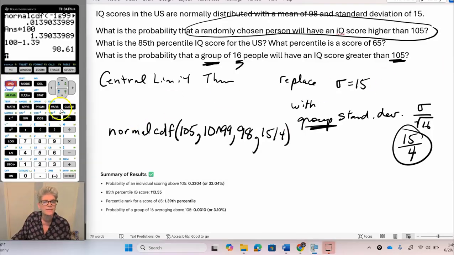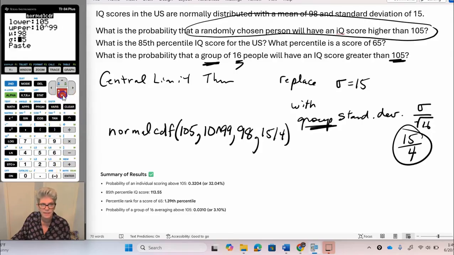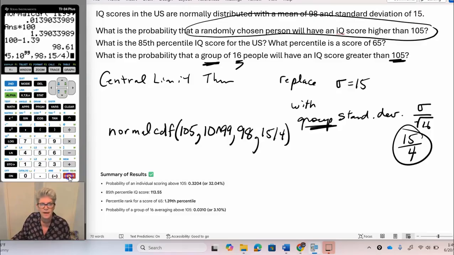So again, second vars, normal CDF. So my leftmost score is 105. My rightmost score would be infinity. I don't have infinity buttons, so I use that. And I have 98 for my mean, and this time my group standard deviation, so it's a standard deviation that has to be replaced with a group standard deviation, is going to be that. And then I press enter again.